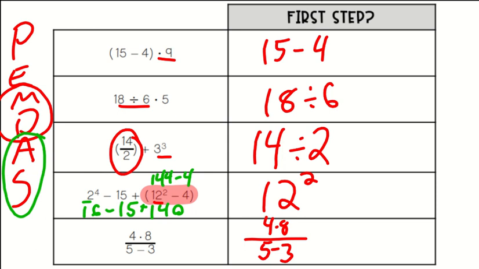It's like there's parentheses on each of those. Everybody follow? So there's not necessarily a first step, it just has to be either the top or the bottom gets done first. So what's 4 times 8? 32. 5 minus 3.